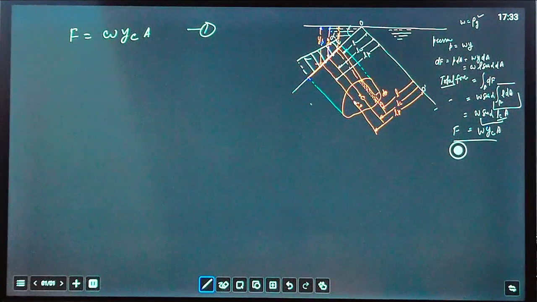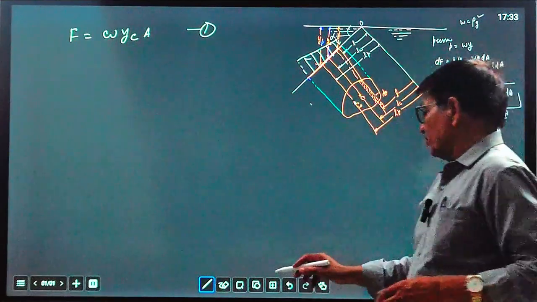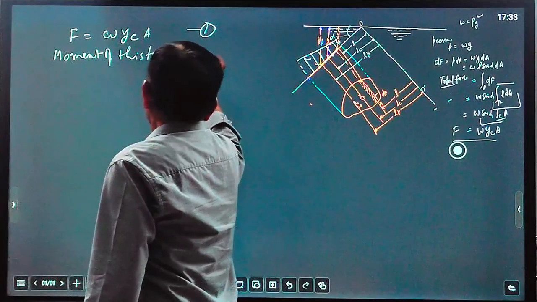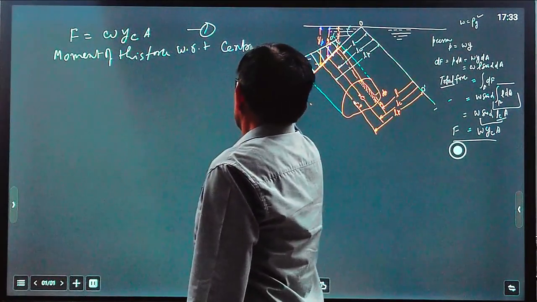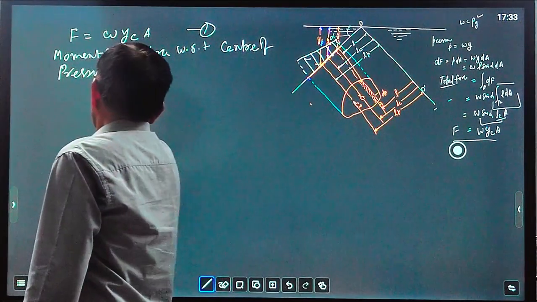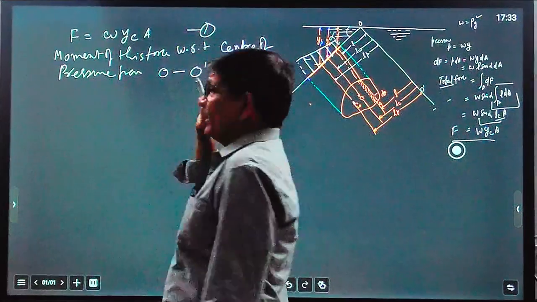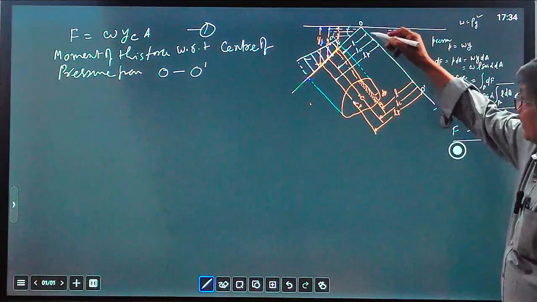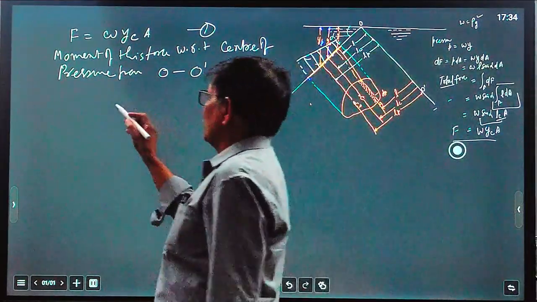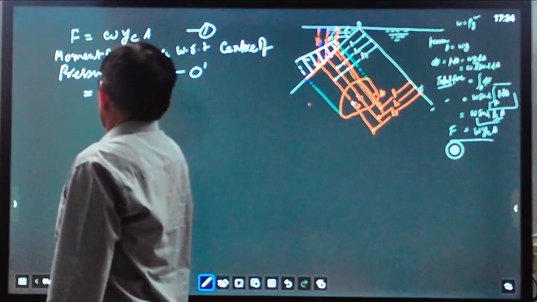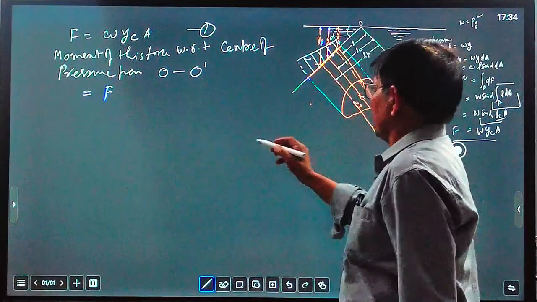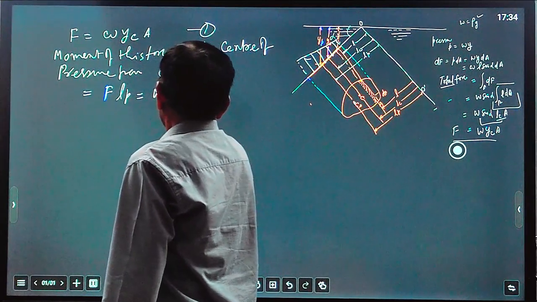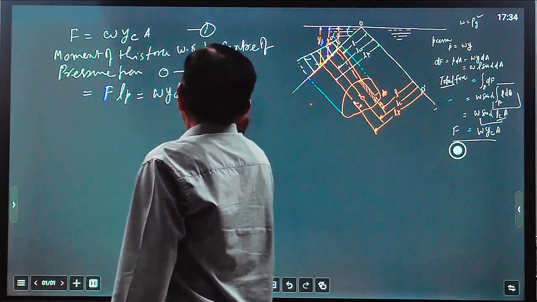What will be the moment of this force with respect to the center of pressure? Taking the moment of this force, acting at the center of pressure, from the reference axis O dash, that moment will be equal to F into LP, which is equal to omega YC A into LP. This is equation number 2.